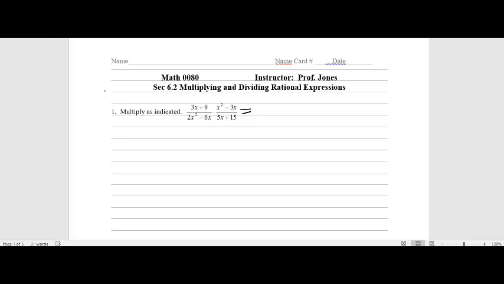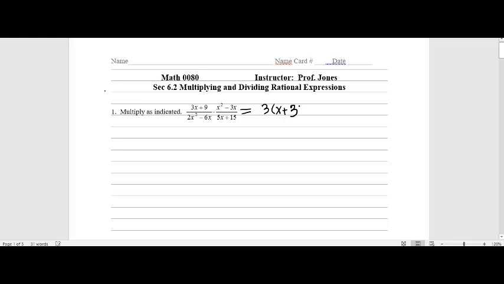Section 6.2 involves multiplying and dividing rational expressions. In the first problem, we want to multiply as the problem indicates. When multiplying rational expressions, one of the first things we want to do is make sure each numerator and denominator is completely factored. So I'm going to factor a 3 out of 3x plus 9.